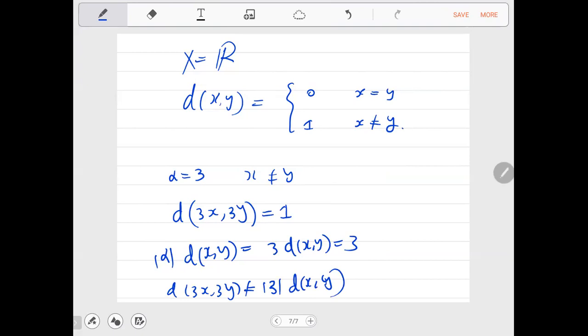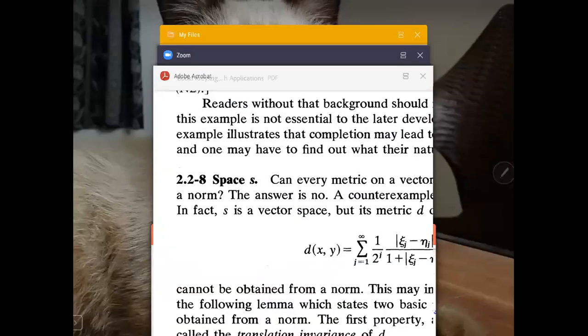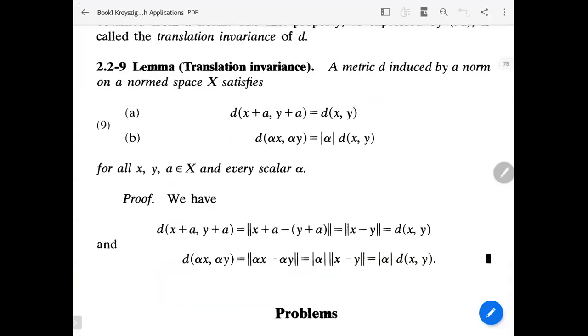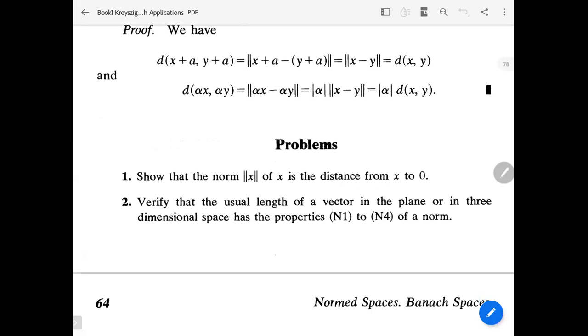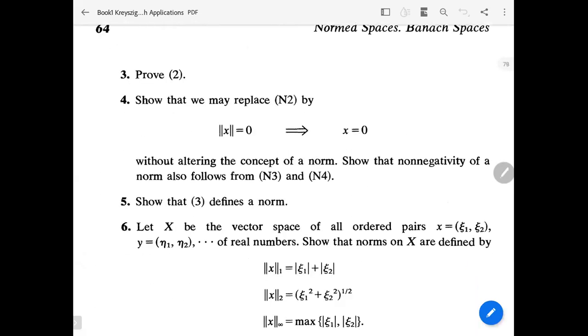So there are some more problems you can find in the exercise. So this lemma is very simple, right? The proof you can see is a one line proof. d(x plus a, y plus a), because d is induced by a norm, is equal to the norm of x plus a minus y plus a. So this will be equal to the norm of x minus y, which is dxy. Second property, d(alpha x, alpha y) is equal to the norm of alpha x minus alpha y, which, using the property of norm, is equal to mod alpha times the norm of x minus y, which is equal to mod alpha times dxy. So you can check some problems in this.